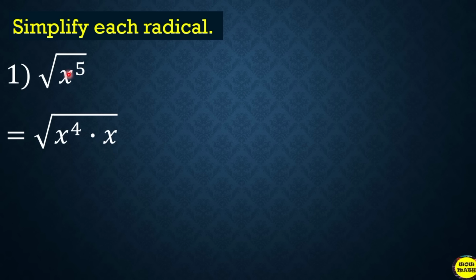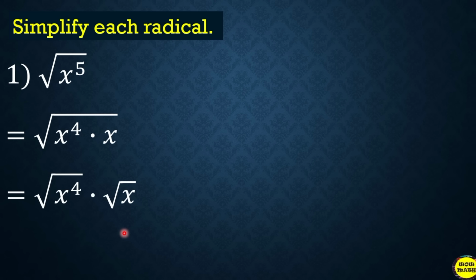Kung pwede na siyang i-divide diretso sa index. Since 5 to, so pwede nating i-express as x to the fourth times x, kasi pag inadd mo naman tong exponent nila, that is x to the fifth. Para yung x to the fourth, ma-remove natin sa loob ng radical. Okay? So, ganyan ang gagawin.